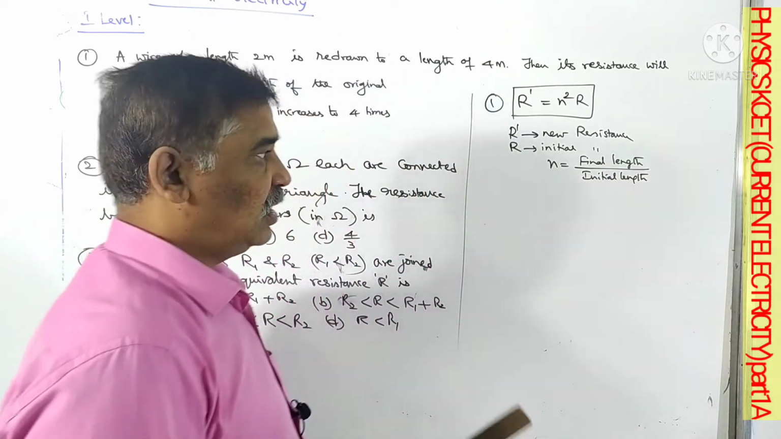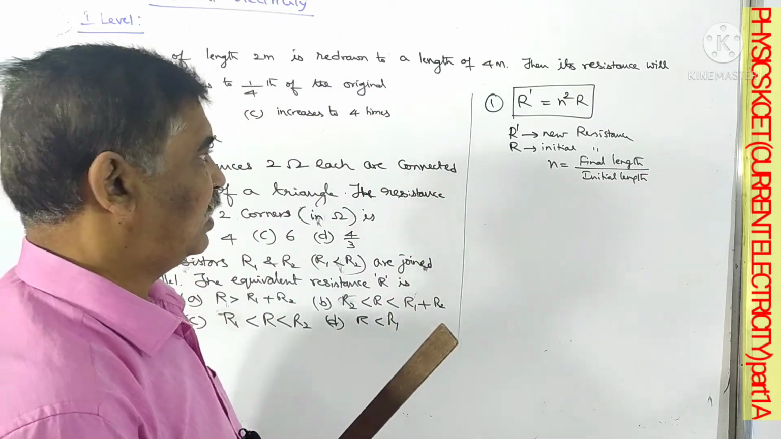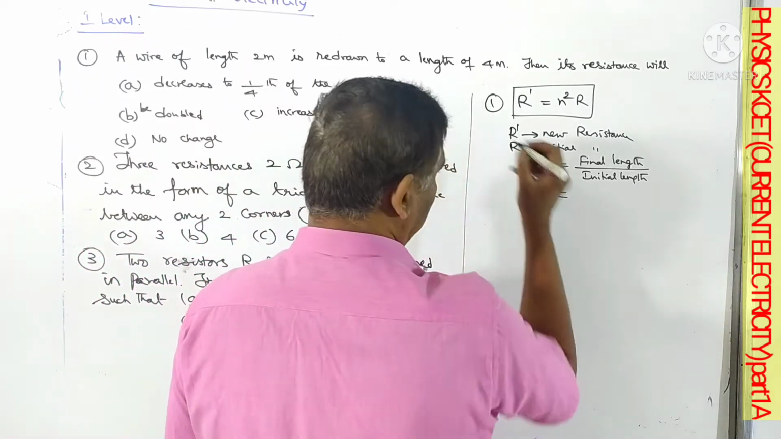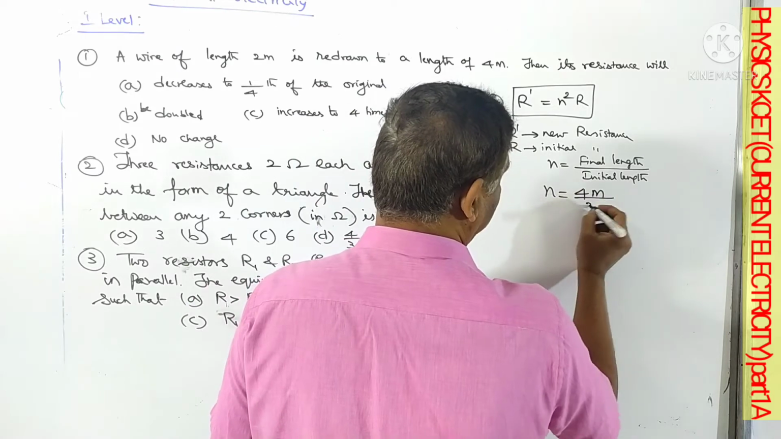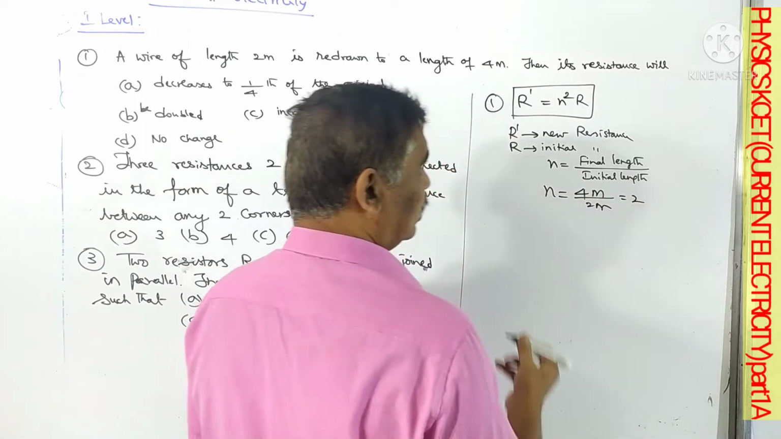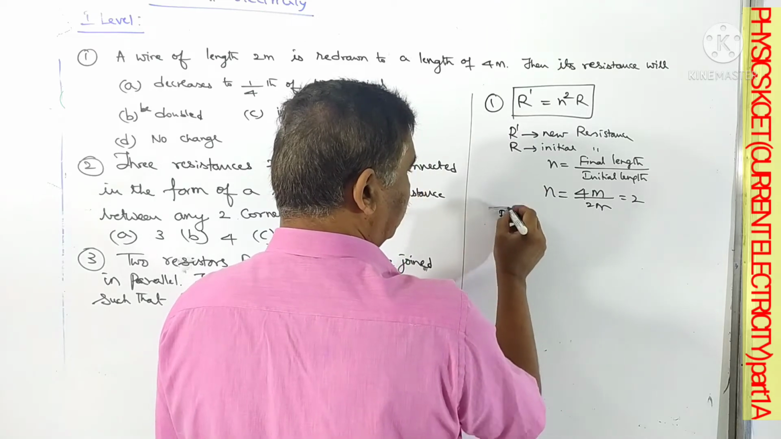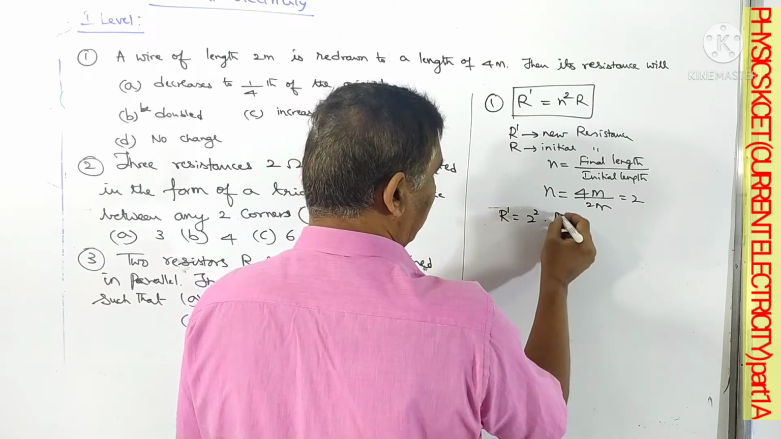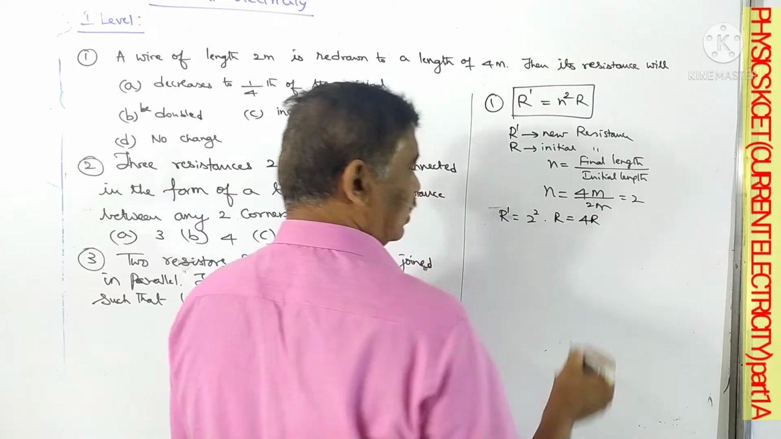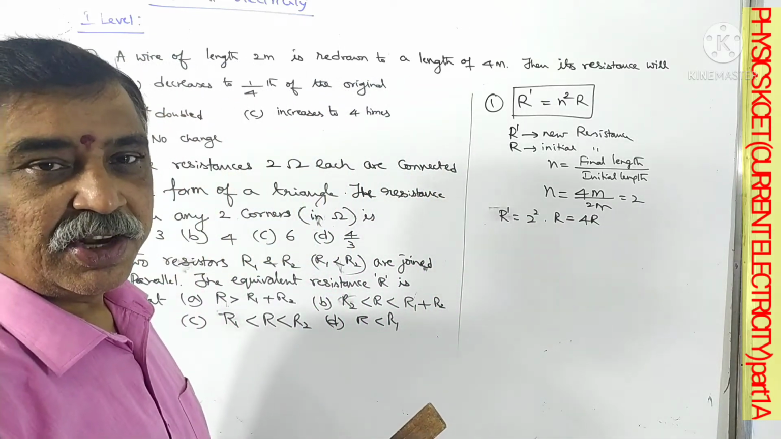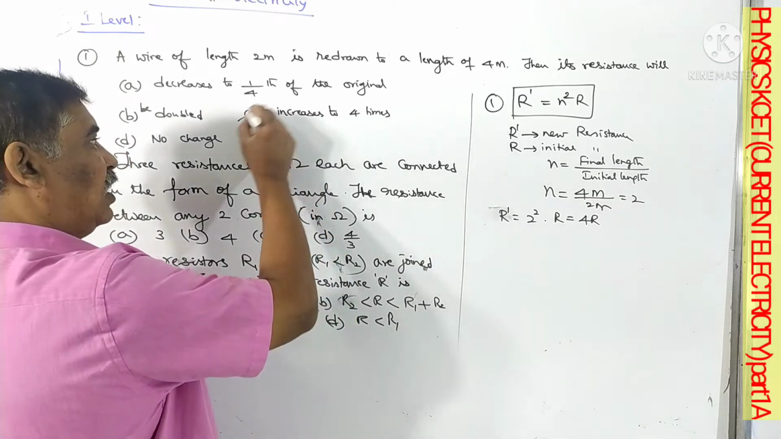If I apply the given data of the problem here, n is equal to 4 meter, the final length, divided by 2 meter, that gives us 2. Put it in R dash. So R dash is equal to 2 square into R, that is equal to 4R. So the resistance has become 4 times the initial value, increases to 4 times. Option C is the answer.